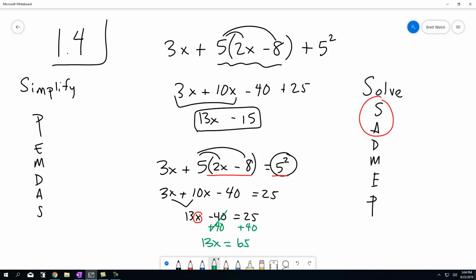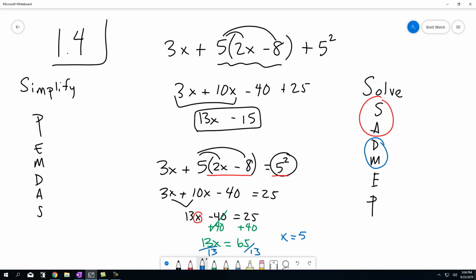And now I've done my addition and subtraction. The next step of SADMEP is if there's any multiplication or division. Here, there's a multiplication of 13 times x, so I will reverse that, or go to a 1 by dividing by 13. And that's going to give me that x would equal 5.